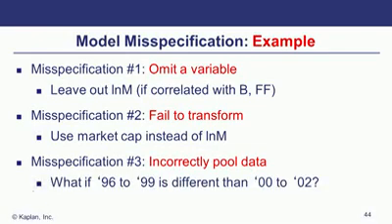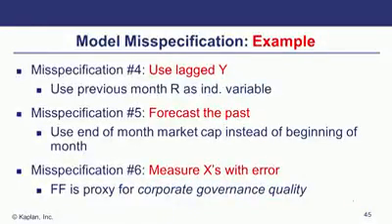Misspecification number 3, incorrectly pooling the data. Now you've got to think, is 96 to 99 different or the same in nature to 2002? If they're very different periods, perhaps you should run 2 separate regressions. Misspecification number 4, use lagged Y variable. So for example, we could use the previous month's return as an independent variable. As I said earlier, this is exactly what we're going to be doing in autoregression, but we cannot do it if we've got serial correlation present in the time series.